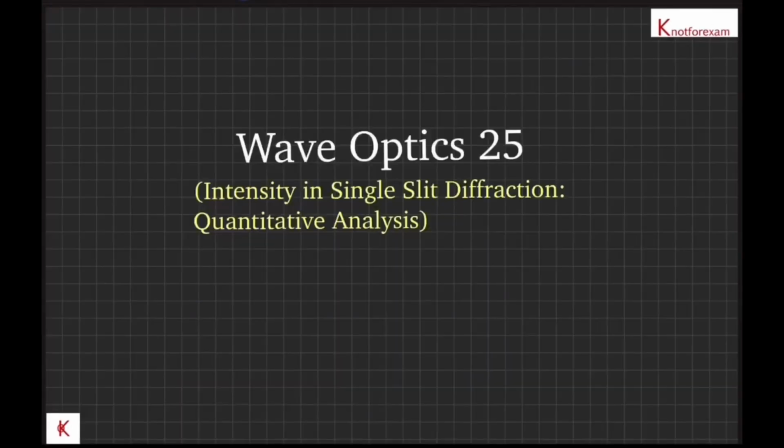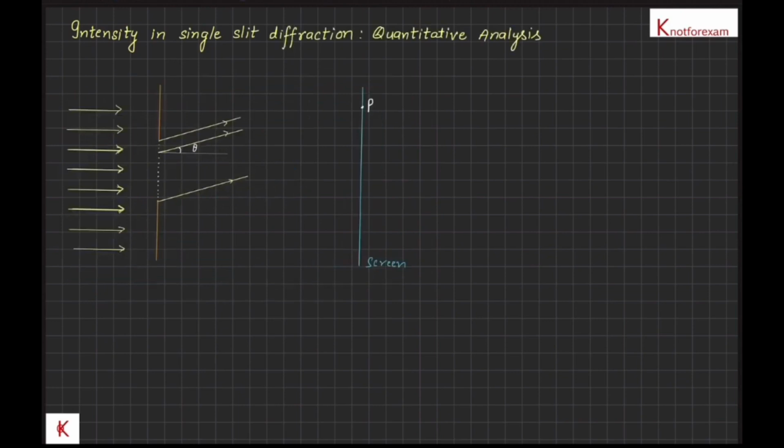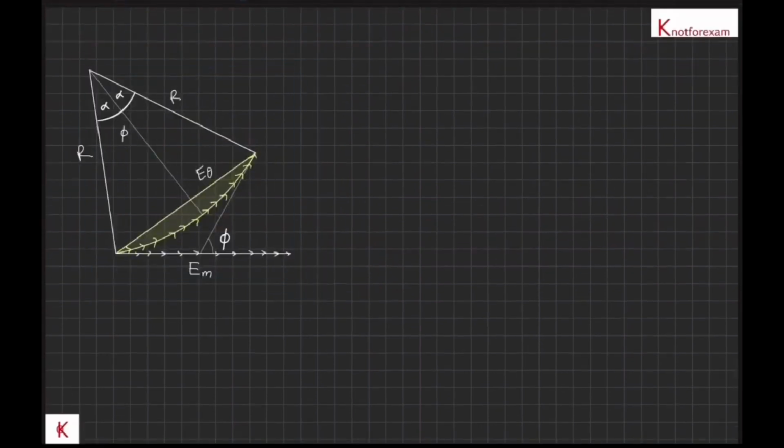We are going to discuss intensity in single slit diffraction quantitatively. Intensity at an angle theta is equal to Im sin alpha upon alpha whole square, where Im is maximum intensity at theta is equal to 0, where alpha is half phi, that is half 2 pi by lambda b sin theta, or pi by lambda b sin theta. Given phasor diagram at angular position theta shows the phase difference phi between the two extreme waves, where phi is 2 pi by lambda into b sin theta, and where alpha is equal to phi by 2.